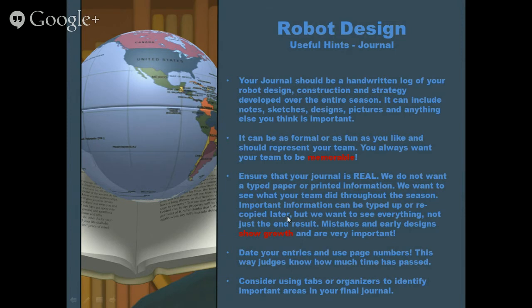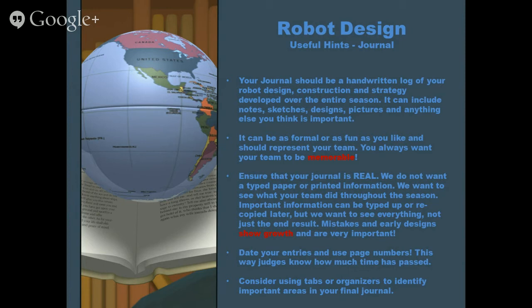We want to make sure, if you do bring us a journal, make sure it's real information. We don't want to see something you printed off from Wikipedia or something that's typed up and perfect. We want to see everything your team did along the season. And we know a lot of that's going to be scribbles and rough notes and all sorts of things. And that's what we want to see. It's not all about a final finished product. We want to see what mistakes you made, what your early designs were, and how you changed over the course of the season. All of this shows us how you've grown. If you present something that's typed out with no mistakes and just include your final design, we don't get to see any growth, and that's what we're looking for.